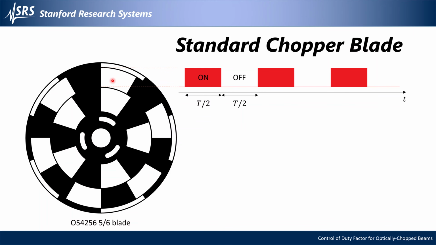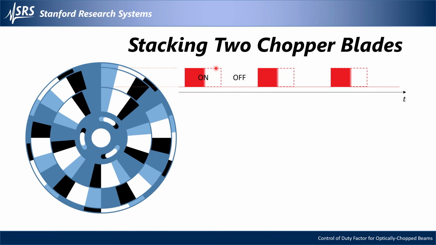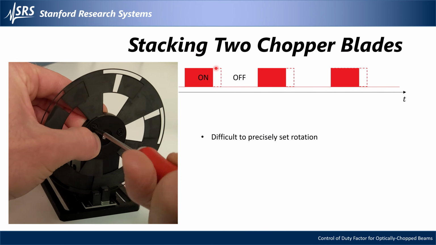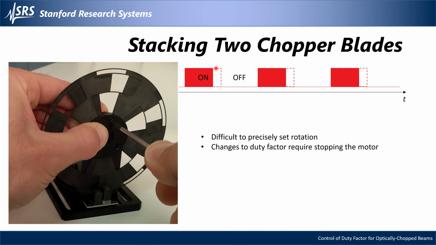Most optical chopper blades provide a 50% duty cycle waveform, passing or blocking the beam for half of every optical cycle. The simplest trick for changing the duty factor is to stack two identical chopper blades. Here I show a second blade in semi-transparent blue, so you can see that there is a relative rotation between the two blades that reduces the on fraction below 50%. By adjusting the staggering of the blades, you can set the duty anywhere between 0 and 50%, but it can be difficult to achieve a specific, precise duty factor, and any changes that you wish to make require halting your experiment and data collection.